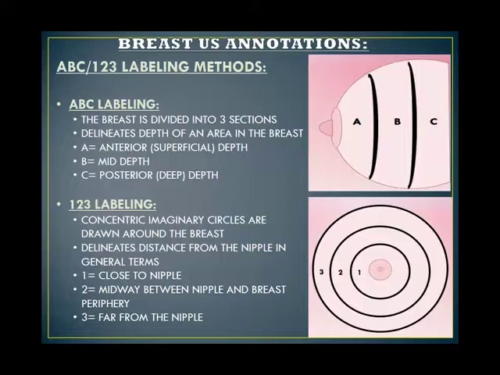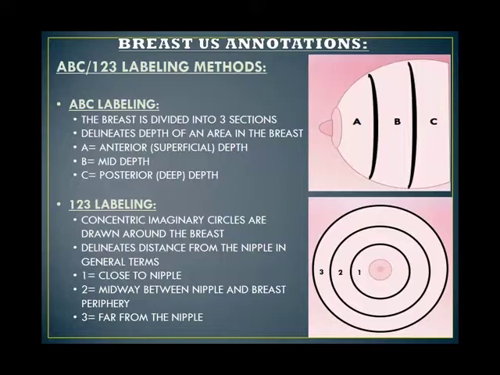With centimeters from nipple, you can go right towards something if you have a clock position and centimeters from nipple. But basically, we have the ABC labeling and the 1, 2, 3 labeling. ABC divides the breast into depths. A would be a very superficial depth, meaning on the ultrasound it's very close to the skin. B would mean it's a mid-depth on the image. C is a posterior depth. And they would combine that with 1, 2, 3.